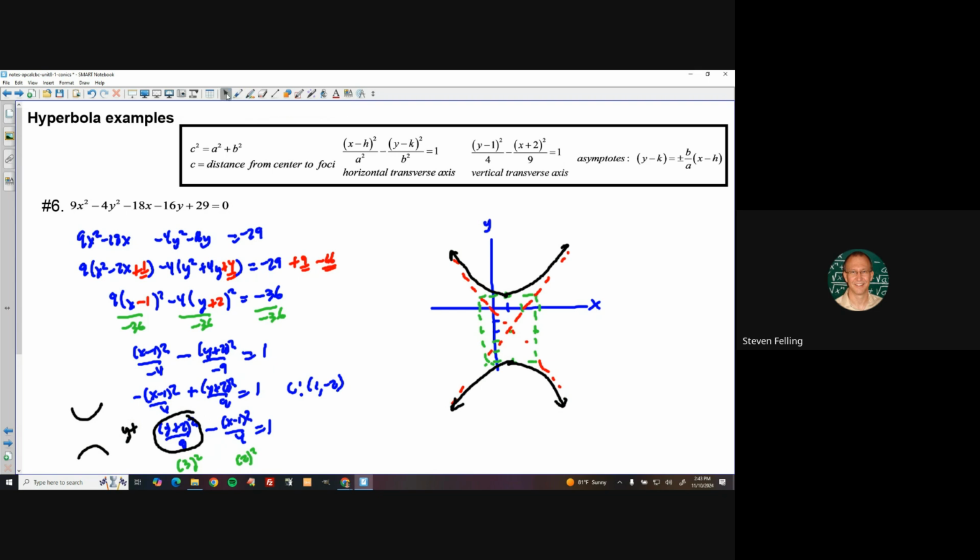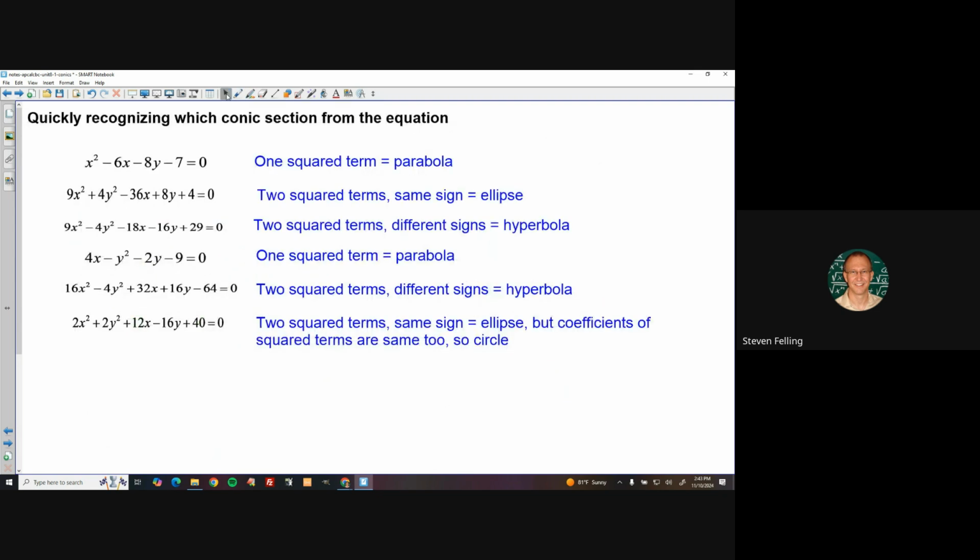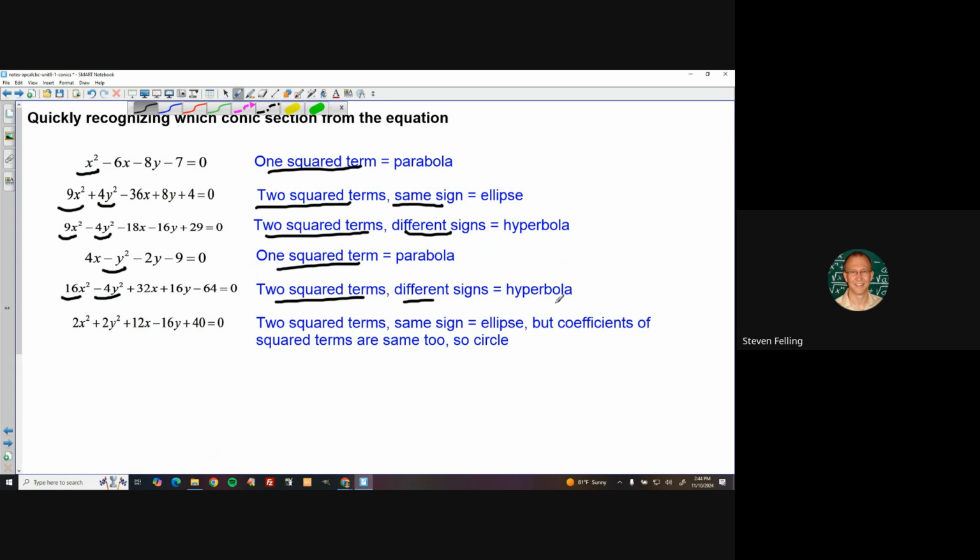All right, so there's a lot to know. The main thing is how to recognize what we have. If there's only one squared term, it's a parabola. If there's two squared terms with the same sign, it's an ellipse. If there's two squared terms with different signs, it's going to become a hyperbola. One squared term makes this one a parabola. Two squared terms, x squared and y squared with different signs, that one's a hyperbola.